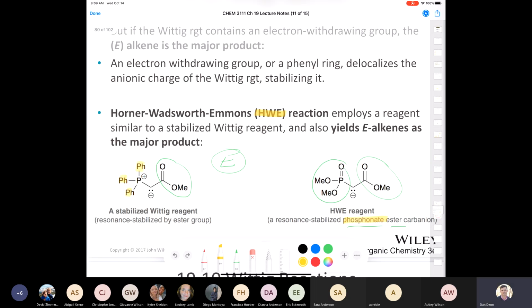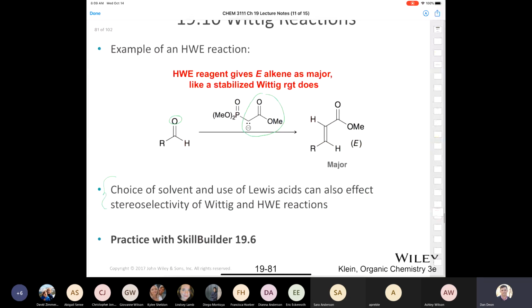All you really need to know about the HWE reaction is if you have a phosphonate ester, you're going to end up with the same thing. You're going to end up with an E alkene. And why? Because it's stabilized, right? It's a resonance stabilized reagent. Anyhow, so there we go. Again, the Horner-Wadsworth-Emmons reaction is going to produce the E alkene as the major product.